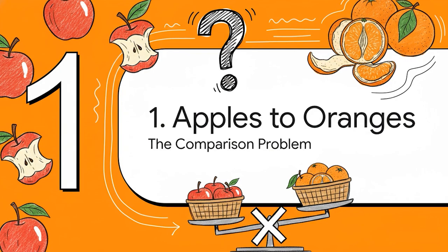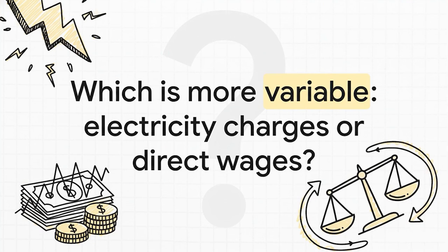Okay, so our story begins with a classic problem, a real headache when you're looking at stats. It's that whole apples to oranges thing, right? Trying to compare two things that are just on totally different levels. And believe me, it can lead you way off track if you're not careful. So let's get specific. Here's the puzzle for today. We've got a company's monthly numbers for two things, their electricity charges and their direct wages. The question is simple. Which one is more variable? Which one jumps around more unpredictably from month to month?